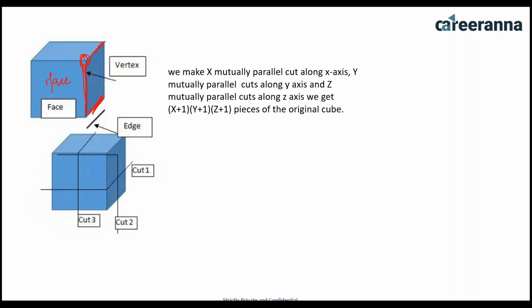Okay. So here the cuts are like this. This will be a cut. This is a cut. I have explained it, right? Okay. So the number of cubes will get x plus 1, y plus 1, and z plus 1. Is it clear? Any doubt?